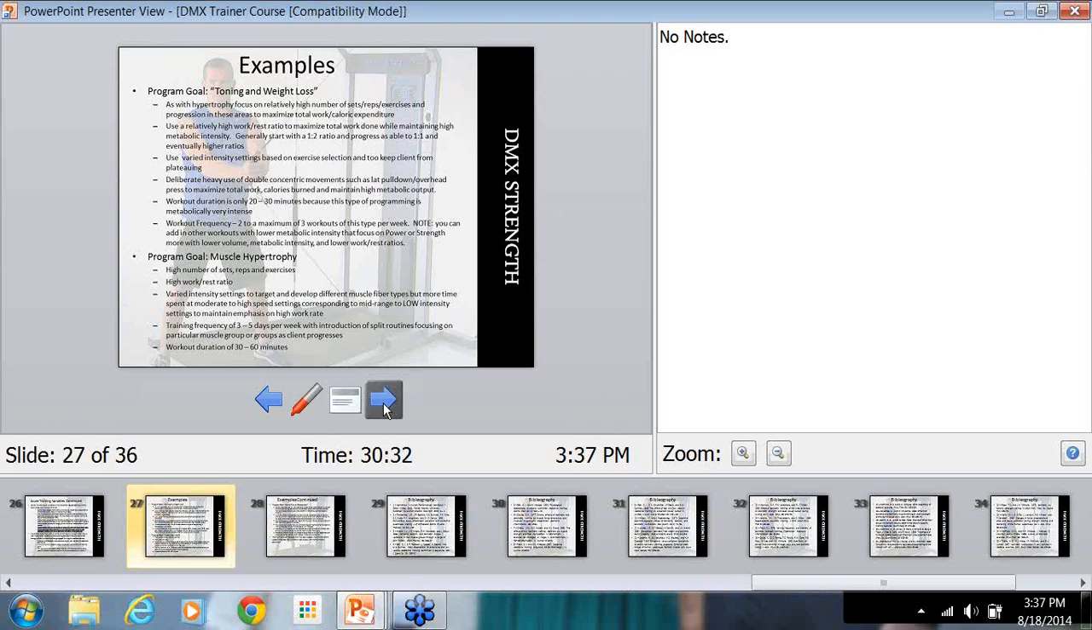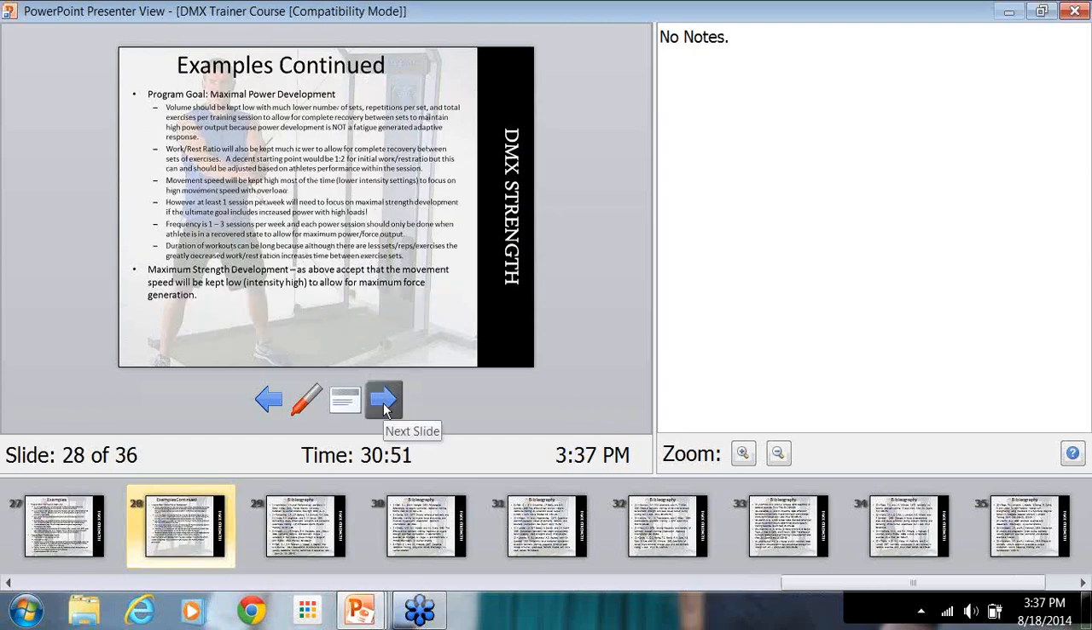Training frequency here is 3 to 5 days per week, with introduction of split routines focusing on particular muscle groups as the client progresses. We're going to do more work per muscle group here, and we're going to vary that tempo a lot. Workout duration here is going to be 30 to 60 minutes for the client.